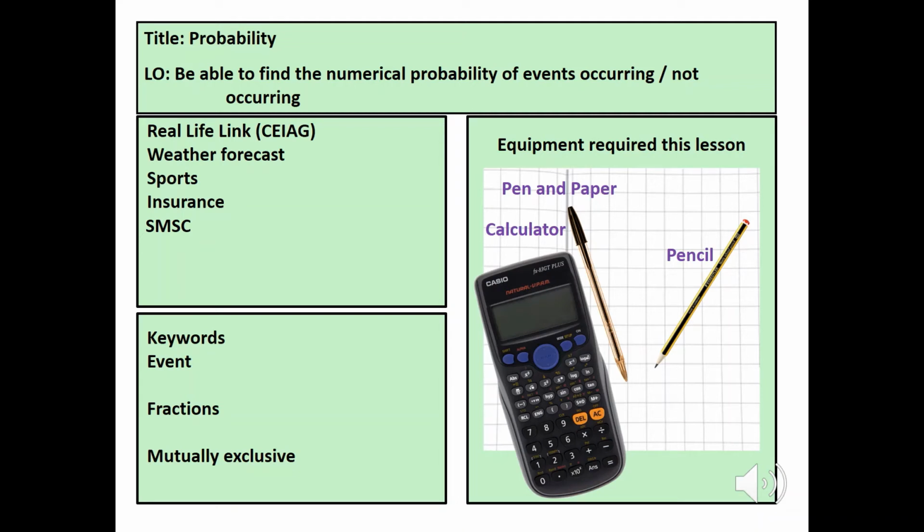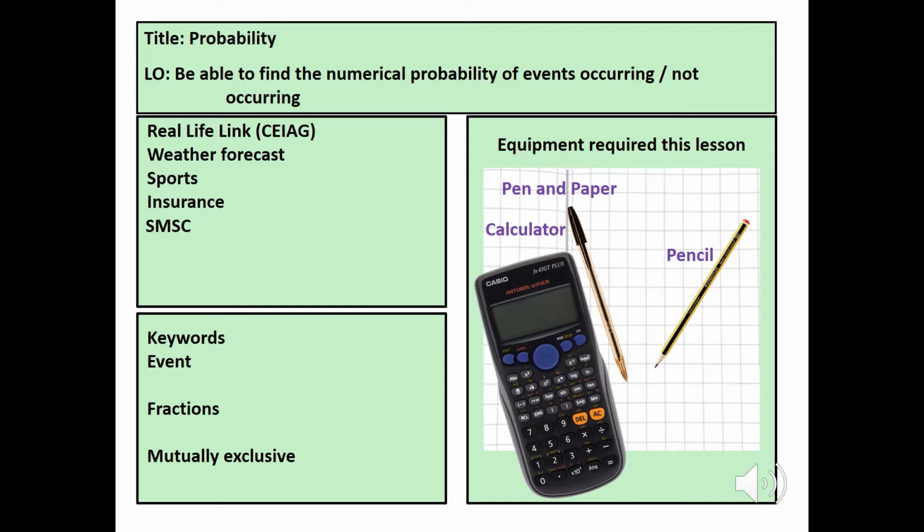Hello, everyone. Today's lesson is the first lesson on the introduction to probability. Today we're going to be able to find the numerical probability of events occurring or not occurring. Some of the keywords you may see today are event, fractions, and mutually exclusive. We'll dig a little deeper into mutually exclusive later, but for now you'll be dealing with event and fractions.